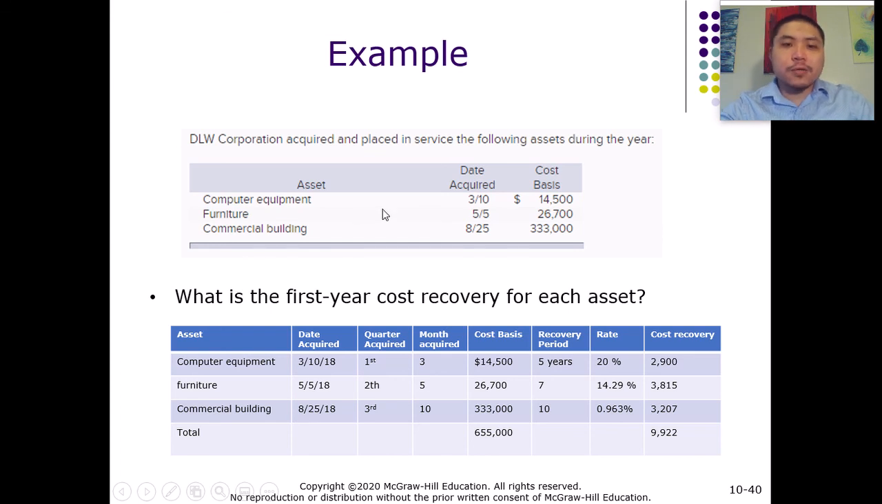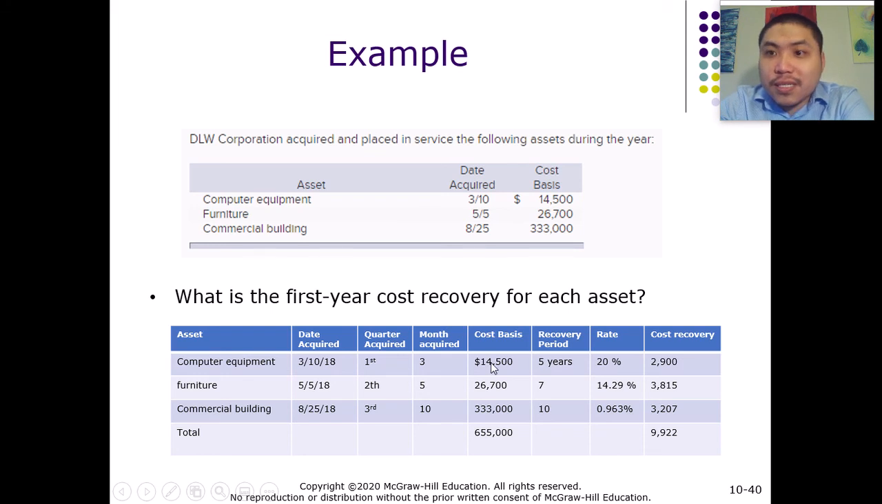Right. So in this case, we have 2 personal properties and 1 real property. So first of all, let's look at the personal property first. We have 1 property acquired in March and 1 property acquired in May. So both of the properties are not acquired in the fourth quarter. The first one was acquired in the first quarter and the second one in the second quarter. So that means we can use the half-year convention.